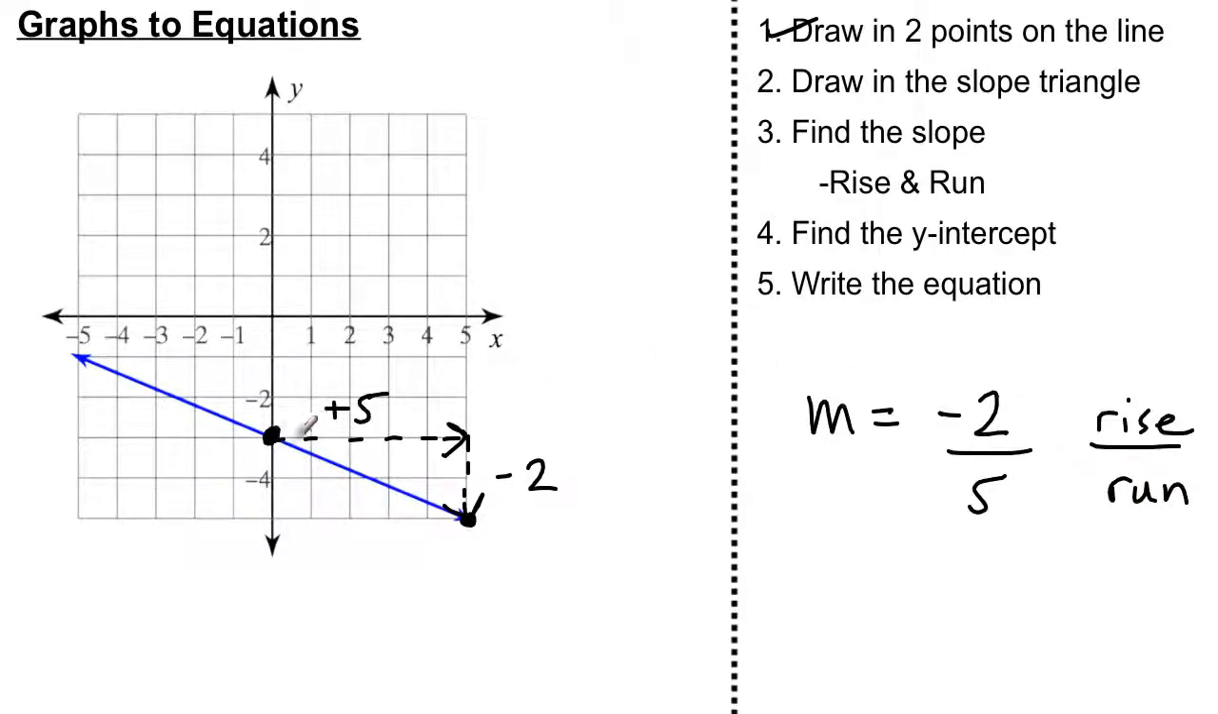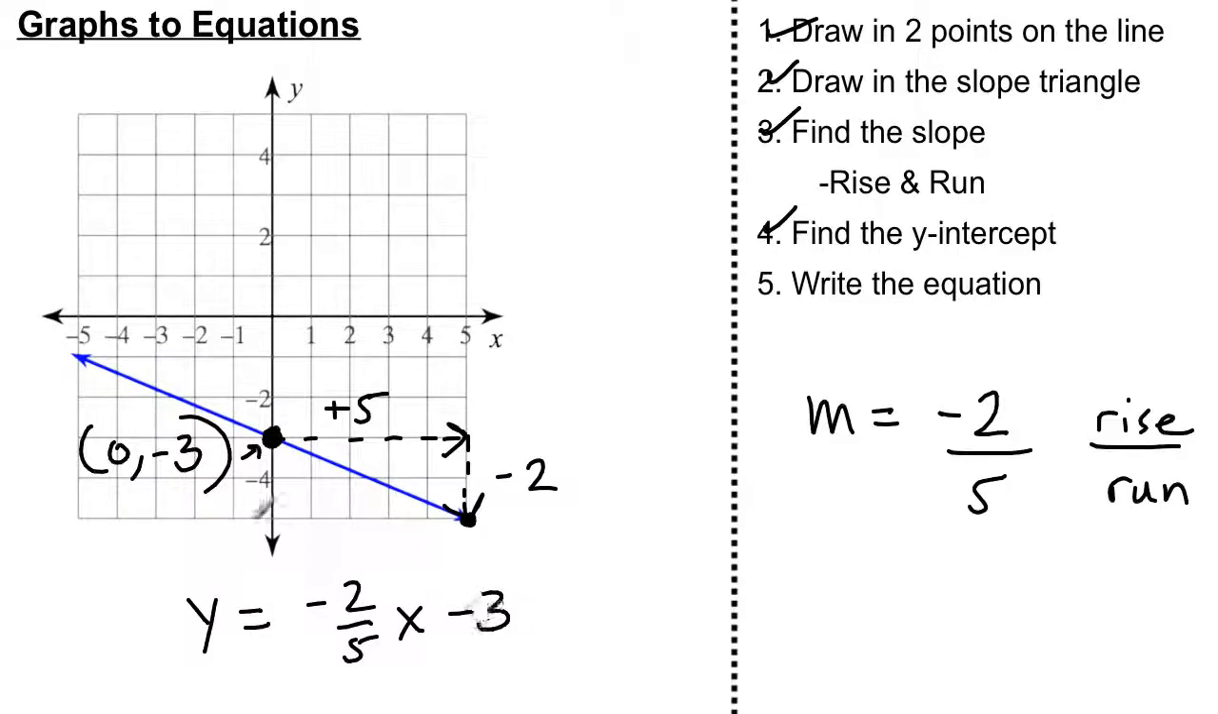Okay, and then our y-intercept is right here. Our y-intercept is basically given. It's the point 0, -3. So it's right there. So we drew in the slope triangle, found the slope, found the y-intercept. Now we write our equation. Our equation is y is equal to -2/5 x, and then -3. Okay, and that's it. Let's look at a couple more.